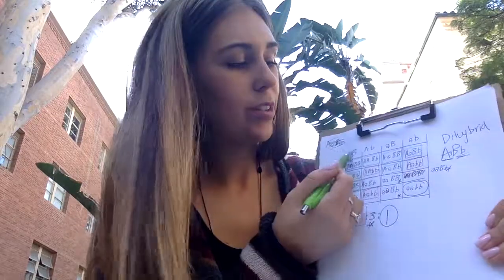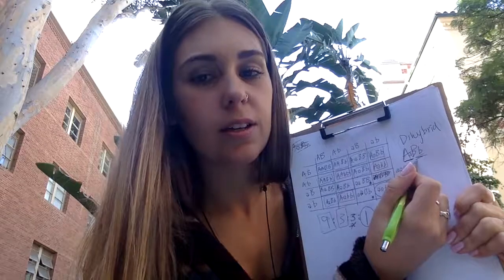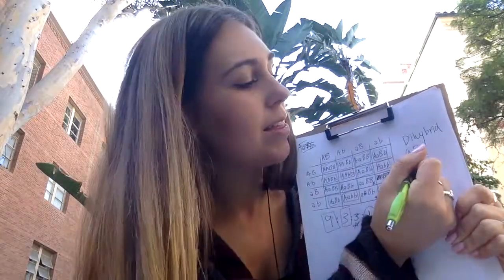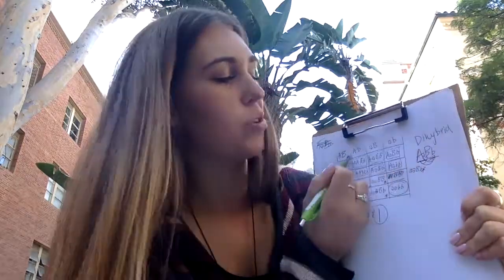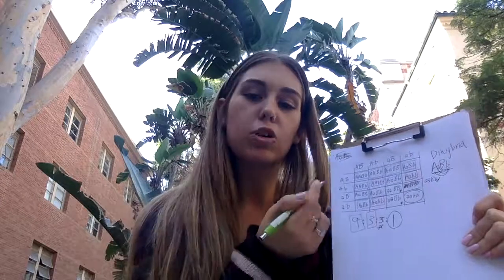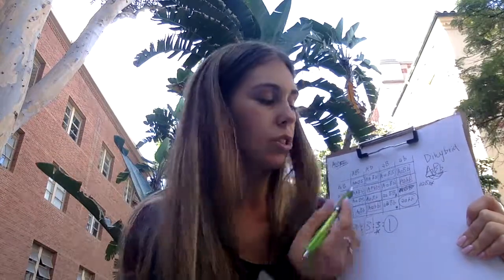So in order to fill out all of this top and the side, you're just going to find every combination that you can here and put it across the top. So I did big A, big B, big A, little b, and then you do little a, big B, little a, little b. All of those combinations, those four, are written right here. Now I'm crossing it with the same exact thing on the left-hand side, so it's just the same.